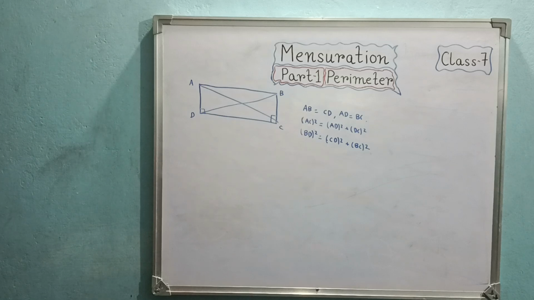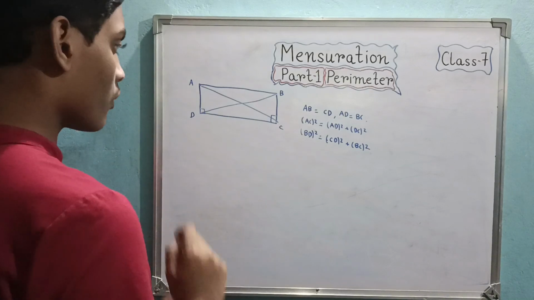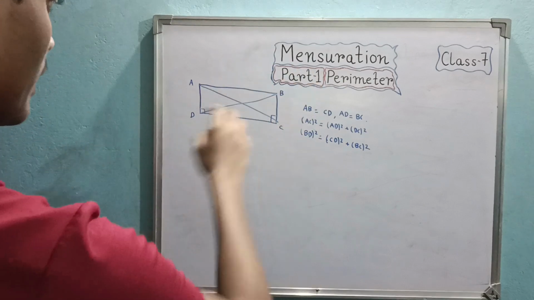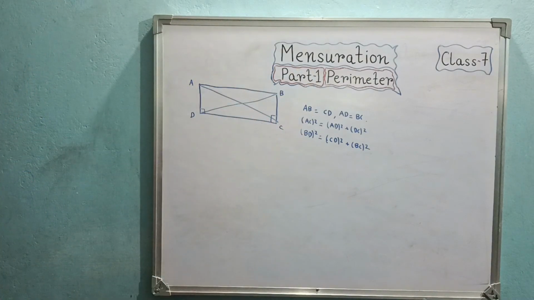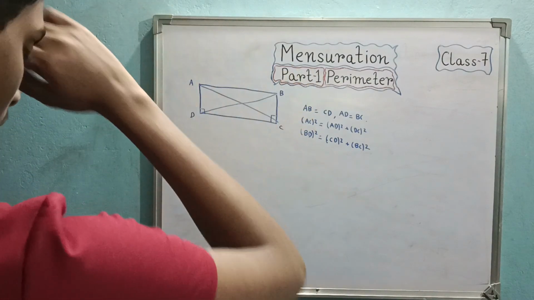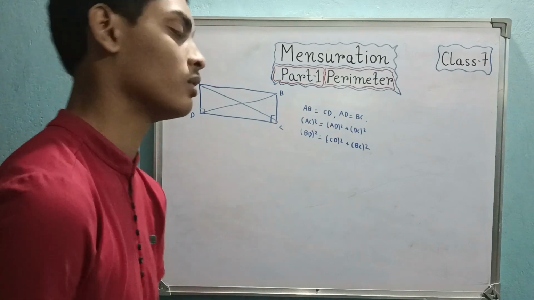So these are the things that you have to remember for a rectangle. First of all, in a rectangle ABCD, suppose the opposite sides AB and CD are equal, and the opposite sides AD and BC are equal.